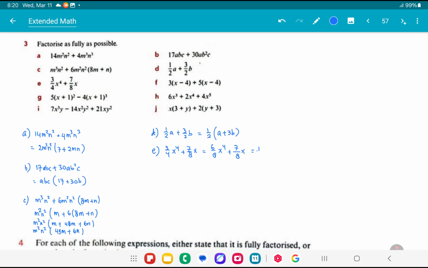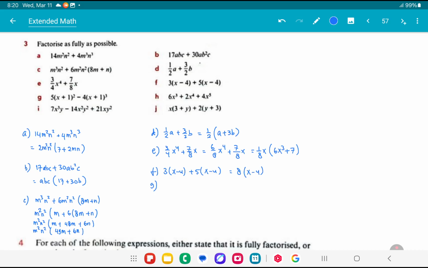So we factorize 1 over 8x. The remaining is 6x cubed plus 7. And then for question F, 3 multiplied by (x minus 4) plus 5(x minus 4). So here the x minus 4 is the same. So we just add 3 plus 5. So we got 8 multiplied by (x minus 4).